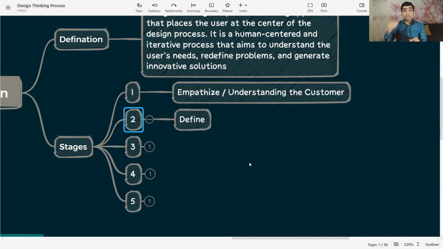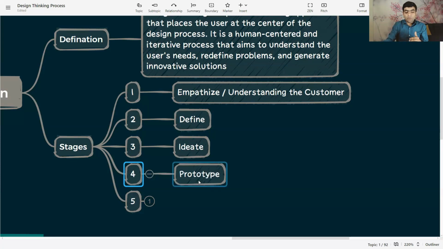Second stage, define the problem. You got the insights from the customer. Now you have to define the problem, what exactly the problem is. And once your problem is defined, then you can move to step number 3, ideate. Ideate is nothing but creating ideas. Now you have the customer insights and you have defined the problems. Suppose from the customer insights I have 3 problems, 1, 2, 3. Now for these 3 problems I have 6 solutions. That is the generation of ideas. That is called the ideate process.